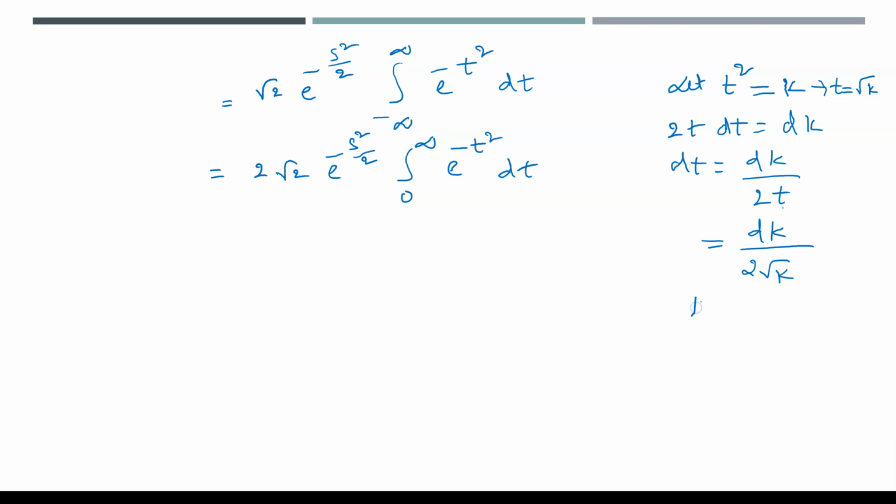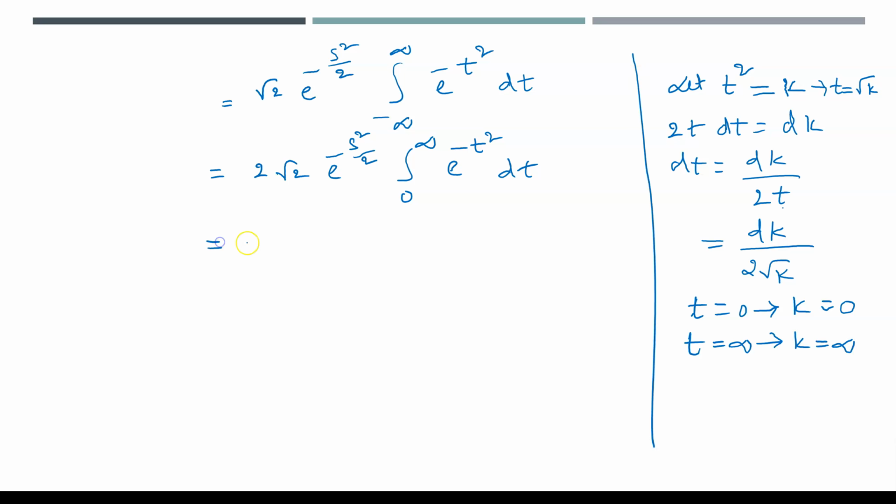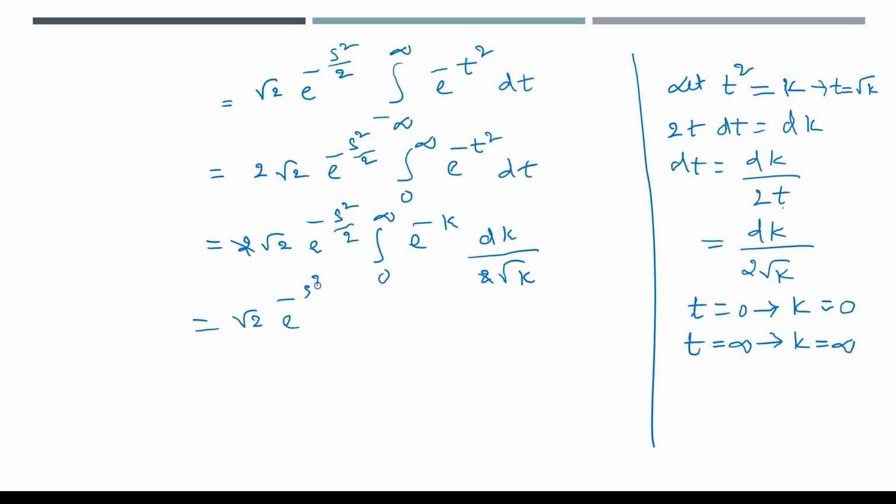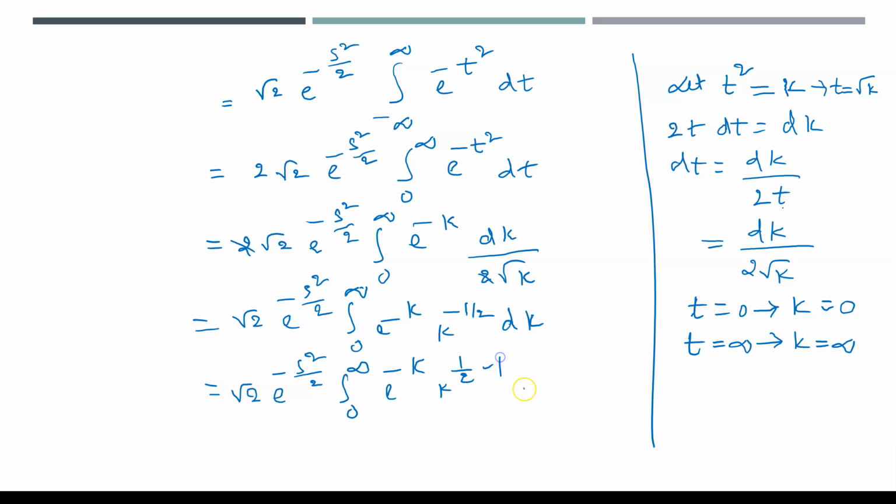Now, when t equals 0, k equals 0. When t equals infinity, k equals infinity. So here we get 2 root 2 e power minus s square by 2 times the integral from 0 to infinity of e power minus k and dk by 2 root k. This 2 and 2 get cancelled. You get root 2 e power minus s square by 2 times the integral of e power minus k, k power minus 1 by 2 dk, that is, k power 1 by 2 minus 1 dk.